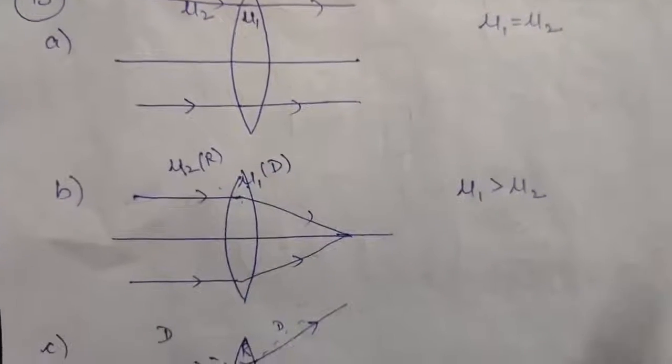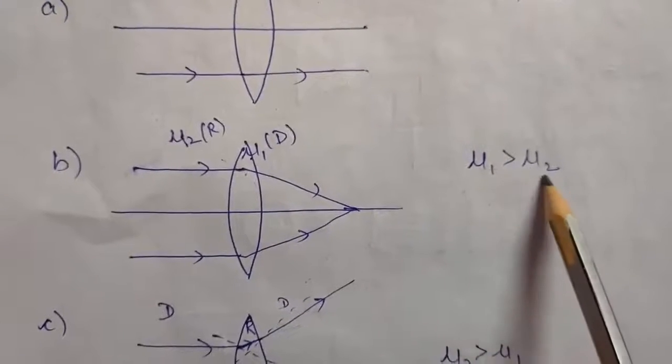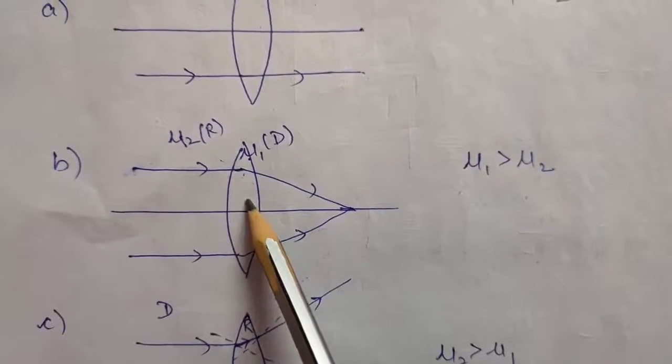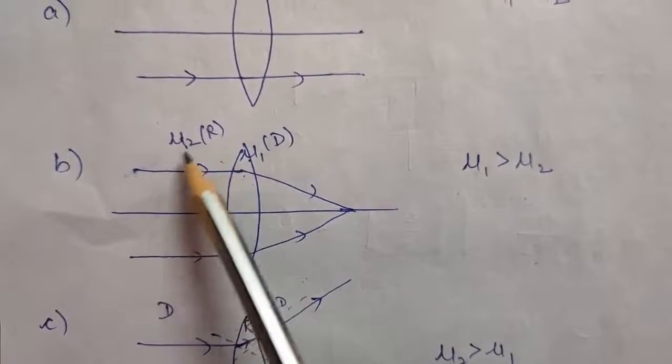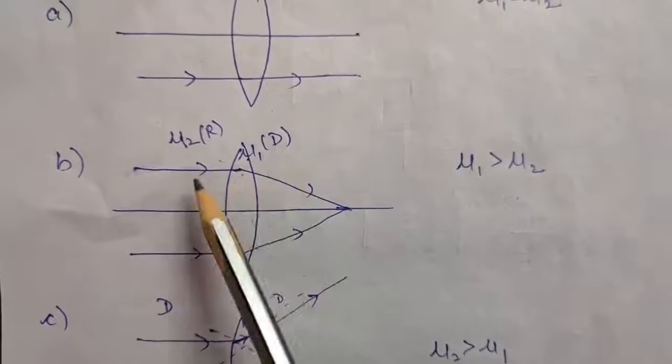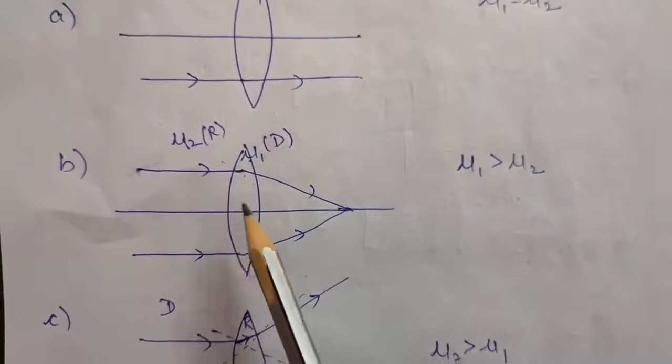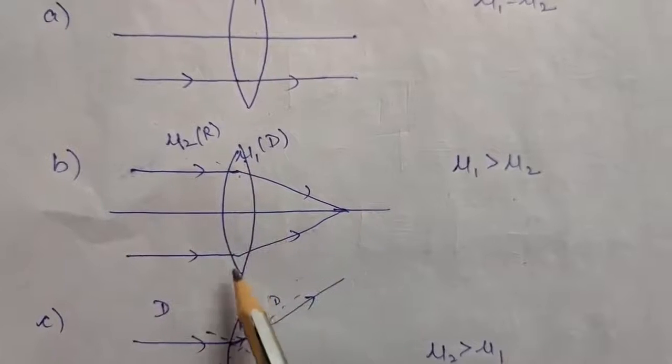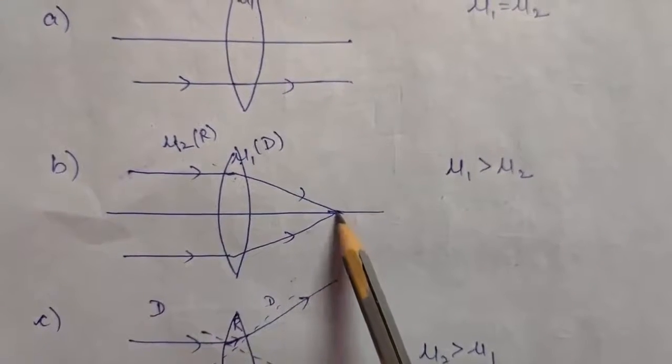For the second case, mu1 is given greater than mu2. That is, the lens is the denser medium and air is the rarer medium. So this is the normal case that we deal with. Therefore, this convex lens will behave as a converging lens and it will converge the rays at one point.